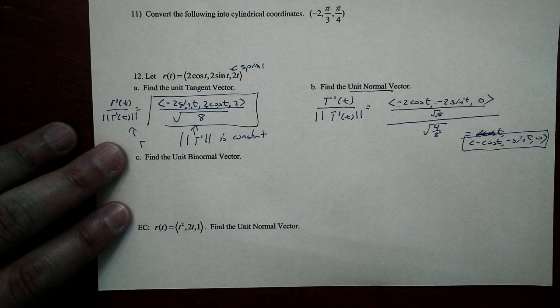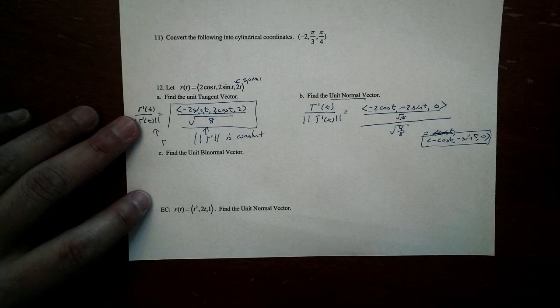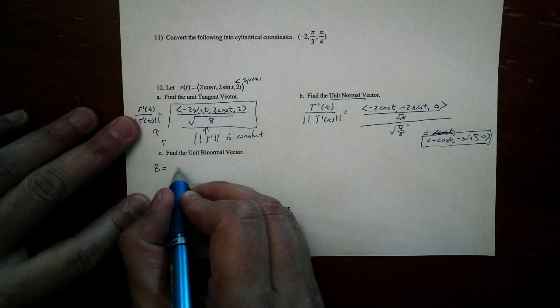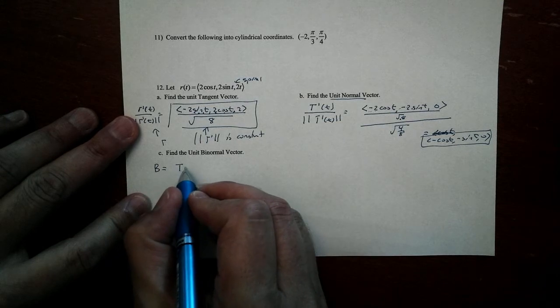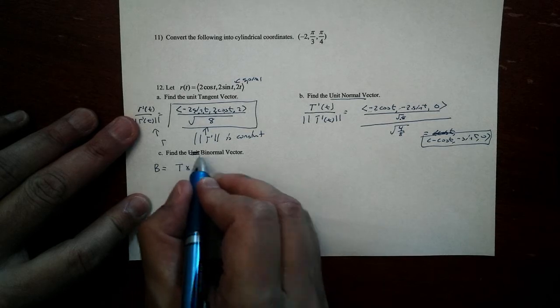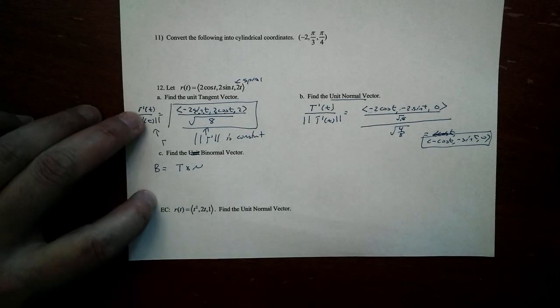And to get the binormal vector, we're not going to finish up the binormal vector here, but we can kind of get started. To get the binormal vector, that is just going to be our unit tangent crossed with our unit normal vector. Now, look for the binormal, not the unit binormal, just the binormal vector. That's what I'm going to give you today.